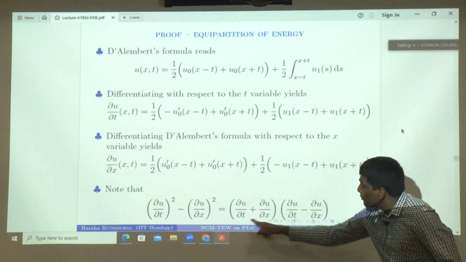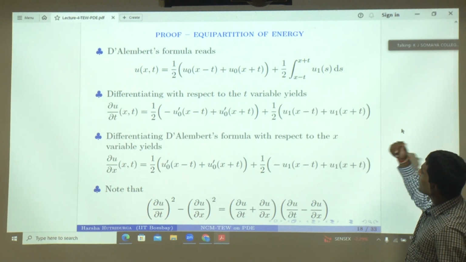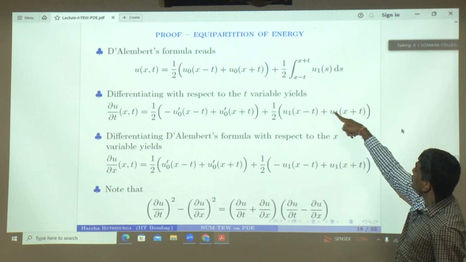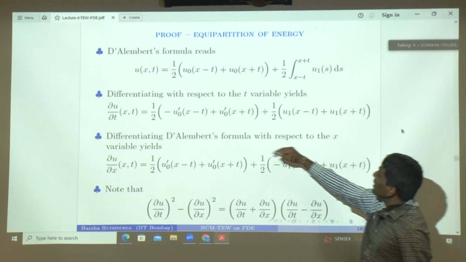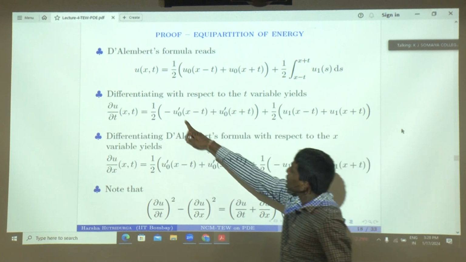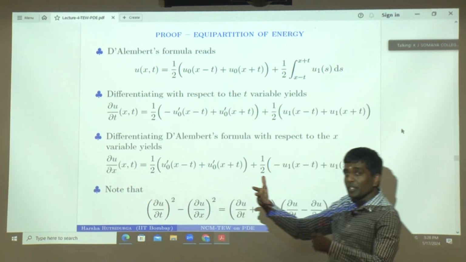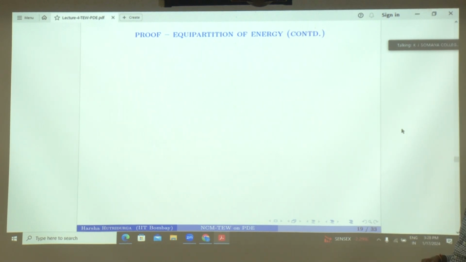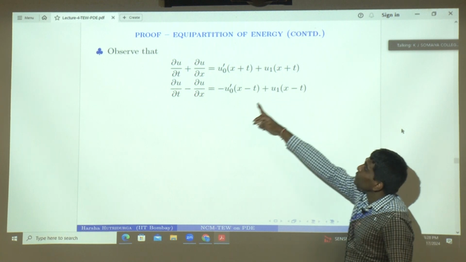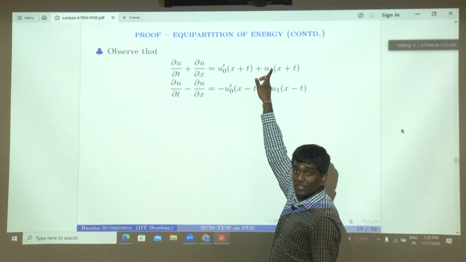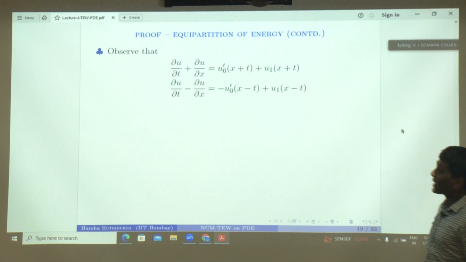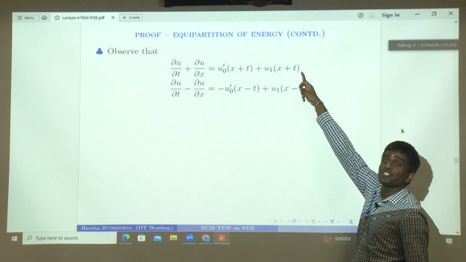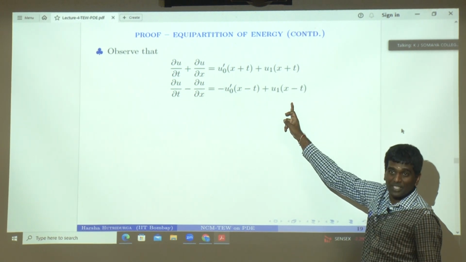So now let us compute the sum of these two expressions. Observe carefully what happens when you sum. There is u1 of x minus t, there is negative of u1 of x minus t, and this u1 of x plus t stays on. And here there is one more cancellation happening: this u0 prime, u0 prime. And when you subtract them, the terms that did not cancel, cancel. So when you sum them, you get these terms. When you subtract them, you get these terms. The main thing here is that one is evaluated at x plus t, the other is evaluated at x minus t, both the terms.